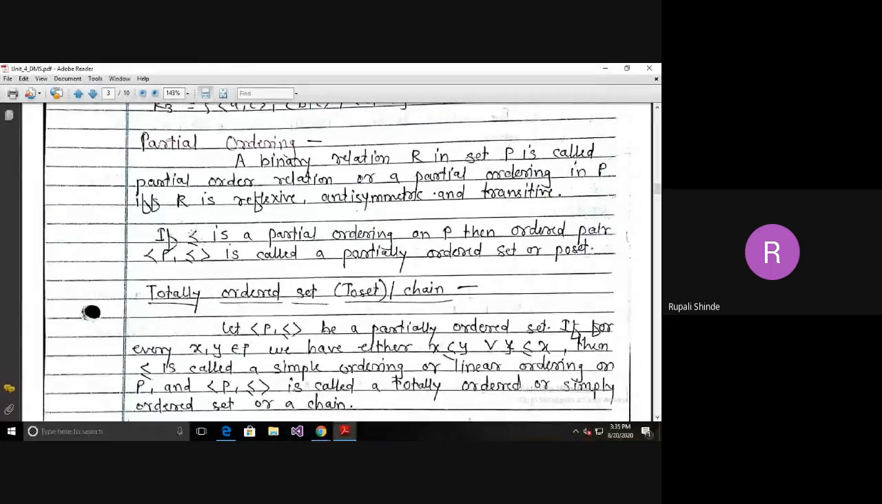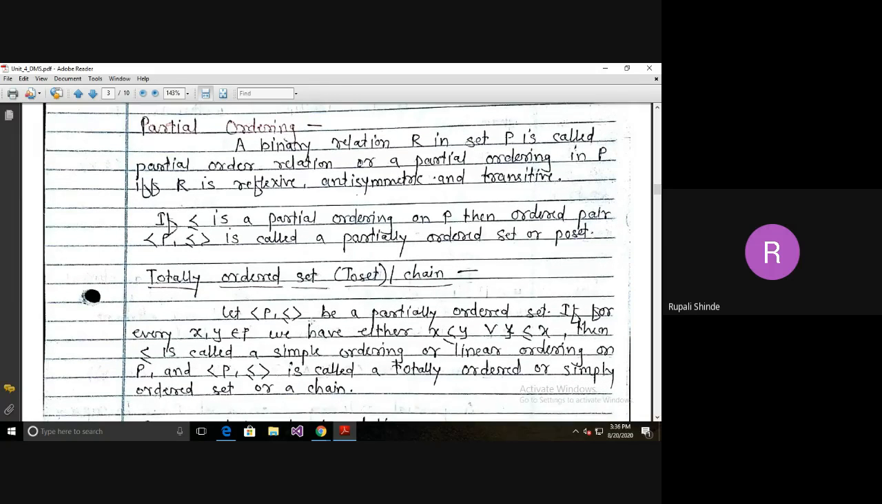So if this is the symbol for partial ordering on P, then the ordered pair P comma partial ordering is called a partial ordered set or poset. That is, if you apply any partial ordering on any set, then that set is called a partially ordered set or poset. PO is for partially ordered and that relation is applied on a set, that's why partial ordered set or poset. So this is the definition for poset.